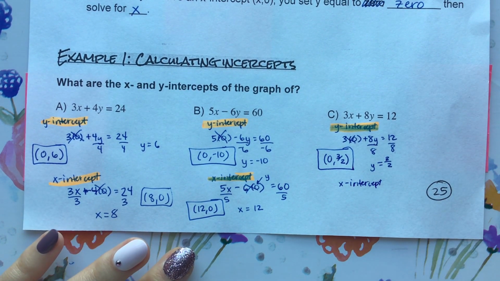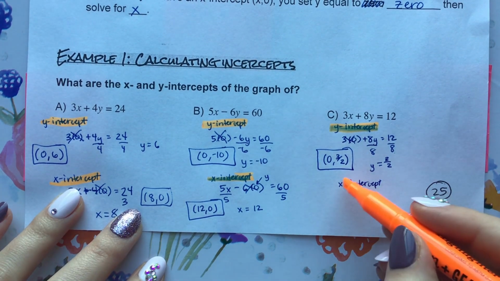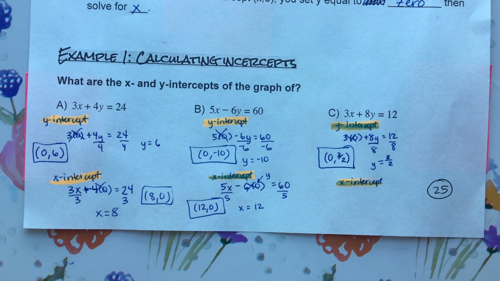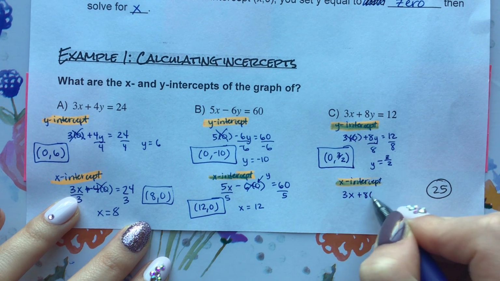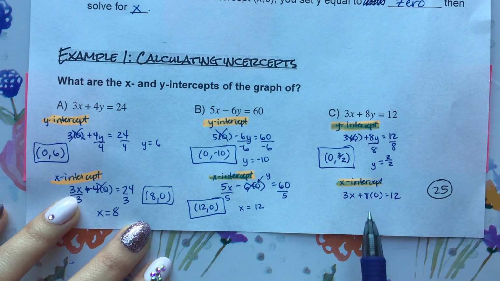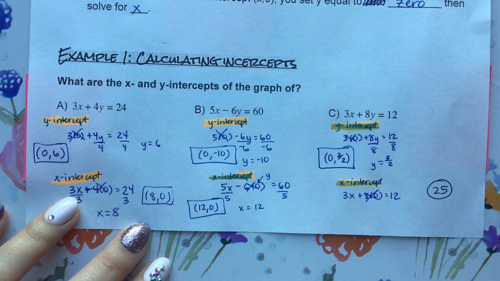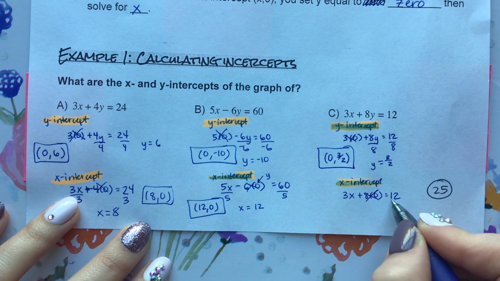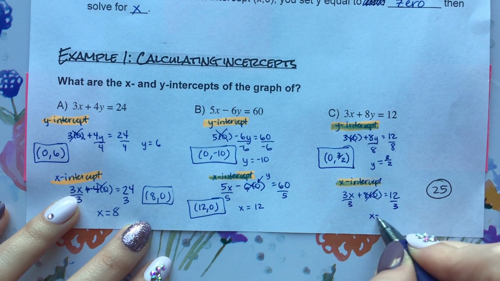Now remember, when I have an x-intercept, the y value is going to be 0. So I'm going to replace y with 0, and that gets me 3x plus 8 times 0 is equal to 12. 8 times 0 is just 0, so I cancel it away. And now I have 3x is equal to 12. Well, I want to divide by 3 on the left and right sides, and I get x is equal to 4.